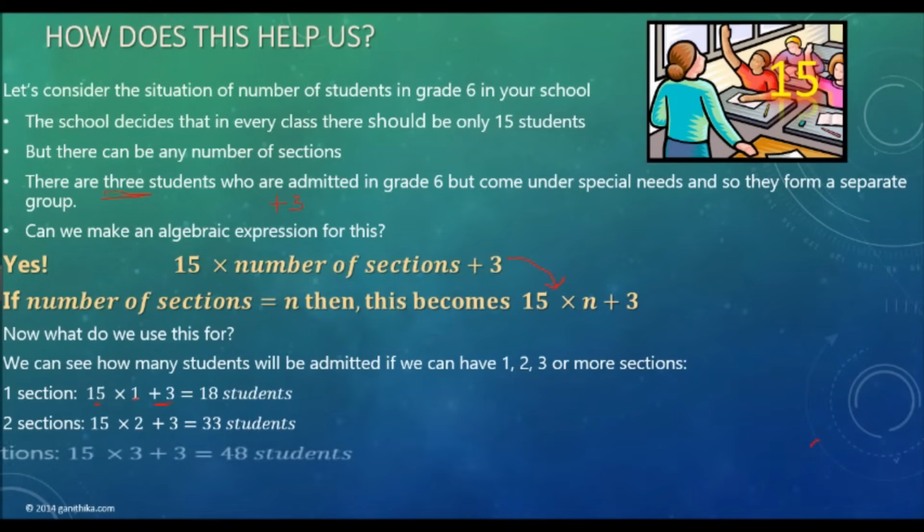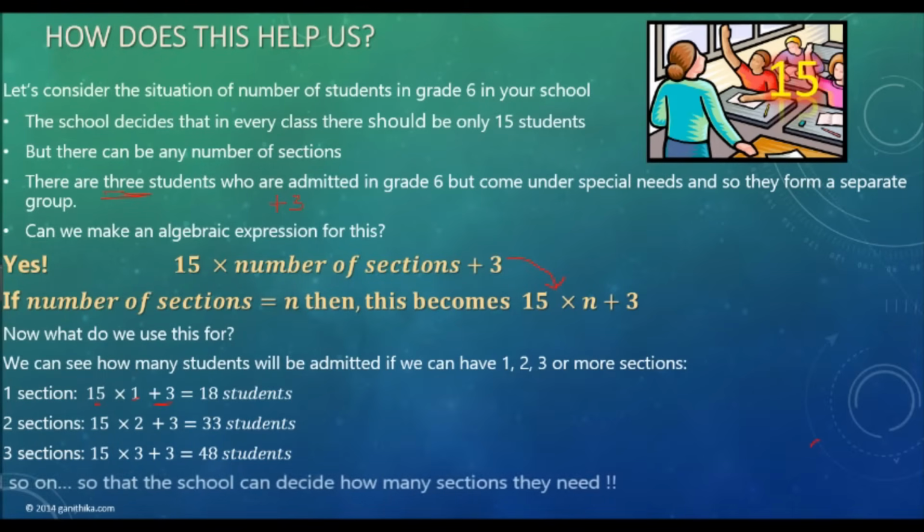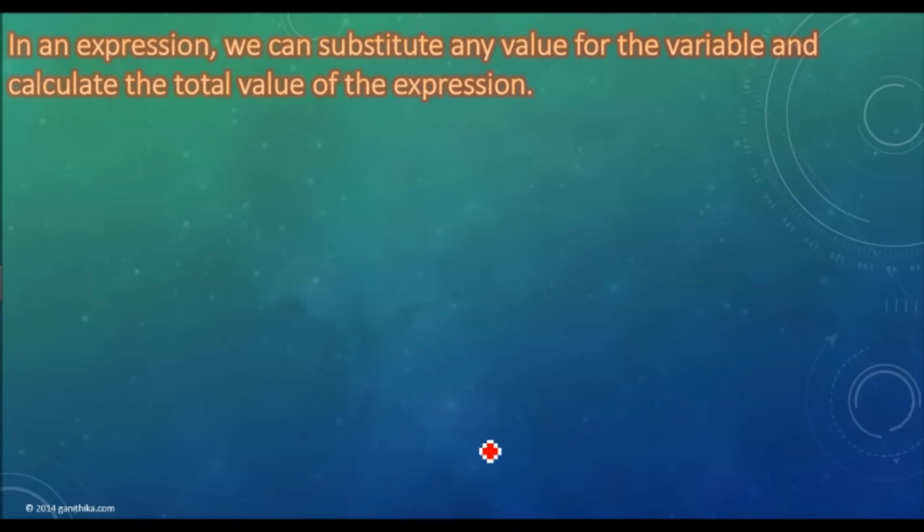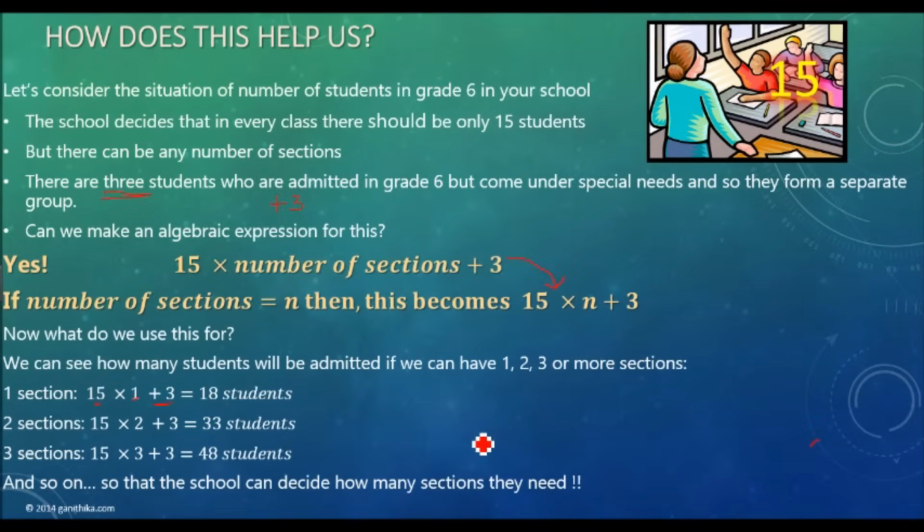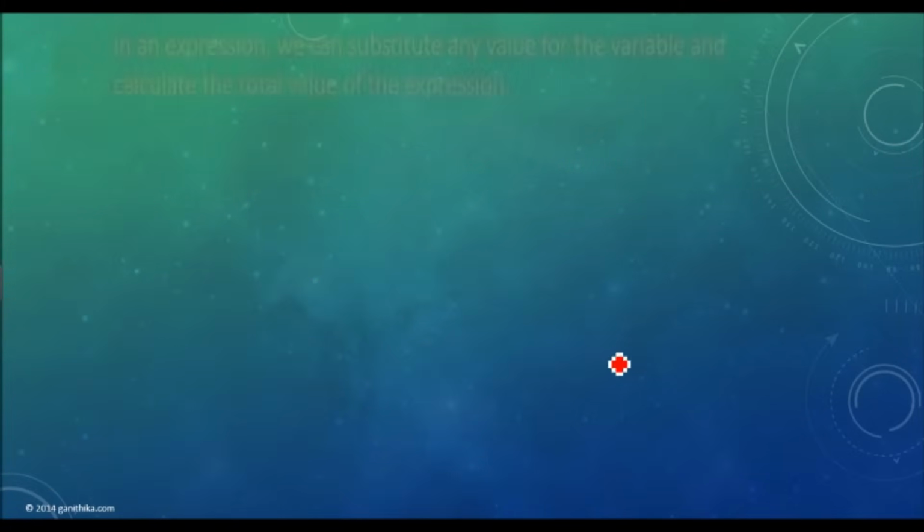3 sections, it's easy now. 3 sections of 15 students each plus 3 would be 48, and so on. You can continue doing this for however many sections you need or however many sections you have. You can find the total number of students, and this is how it's used. In an expression, we can substitute any value for the variable and calculate the total value of the expression. That's what we just did. We substituted n equal to 1, 2, and 3 in this case, right? So that's what we did.